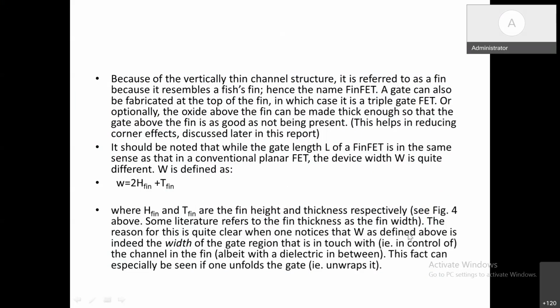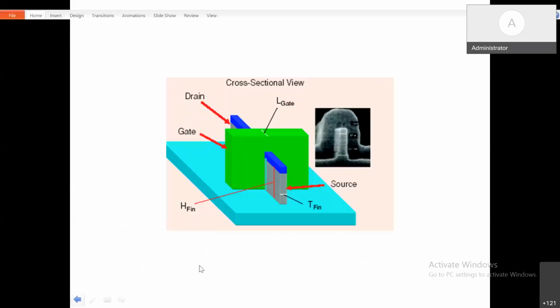the W defined above is indeed the width of the gate region. So we have to take into account this definition: the width of the gate region that is in touch with the channel in the fin. If I go to this figure, the width is the channel region in contact with the gate. This is the contact of the gate with the fin. Two sides have contact.